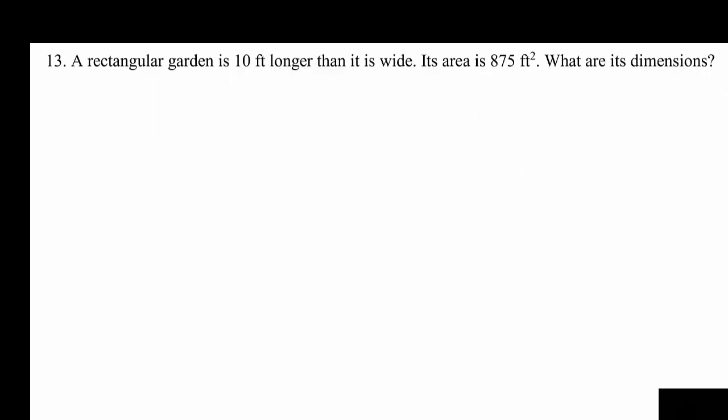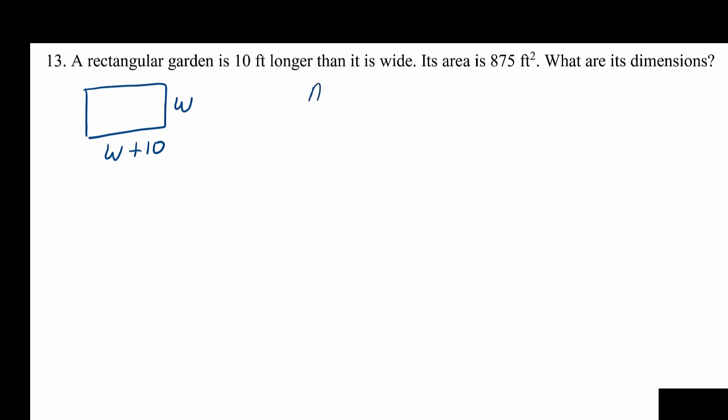And in this particular problem, it says that a rectangular garden is 10 feet longer than it is wide, and its area is 875 square feet. What are its dimensions? Which, as you know, means that we're looking for a length and a width. And so here's my rectangle garden. I need one variable, and I do not know anything about the width. So let's let W be the width. Then the length will be 10 feet longer, so that will be W plus 10.